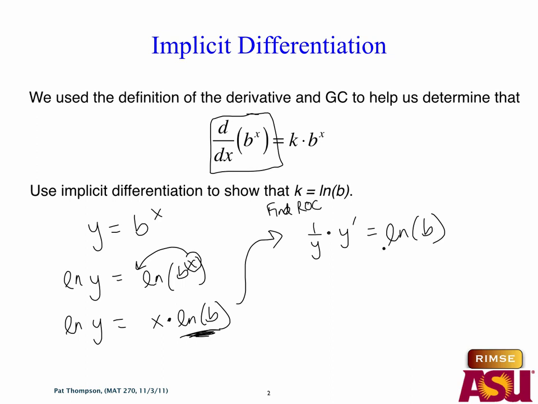Okay? So then if I want to find y prime, I just solve for y prime. So I multiply both sides by y, and I get this. But remember, y was b to the x. So I can plug that back in. And now we have it. Okay? Pretty neat, right? I think it's cool.